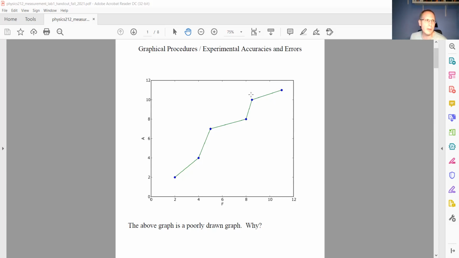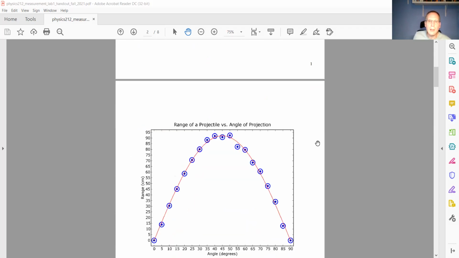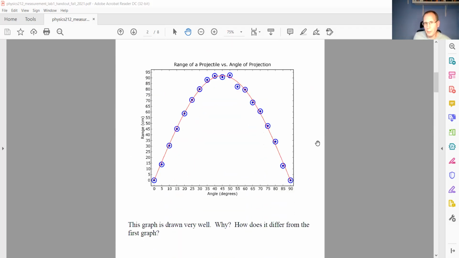For this class, you don't have to really worry about that too much. When you do your graphs on the computer, you don't have to circle the data points or anything like that, but you should be familiar with that in general, each of those data points has some error associated with it. Okay, so if we go to the second page, this is an example of a graph that's drawn better, right?